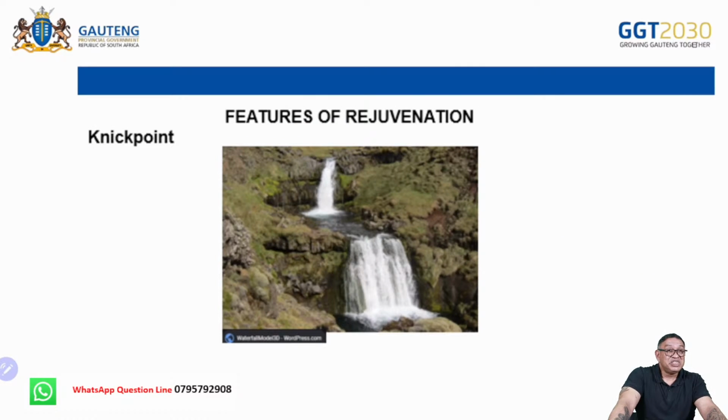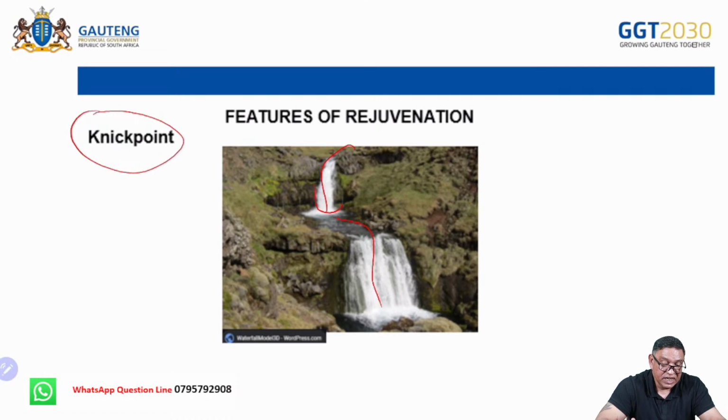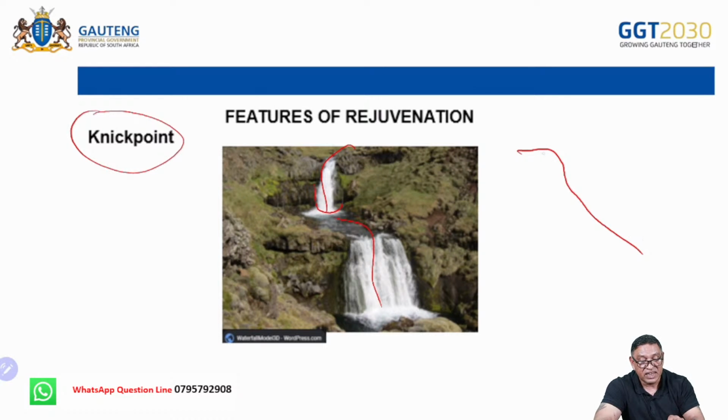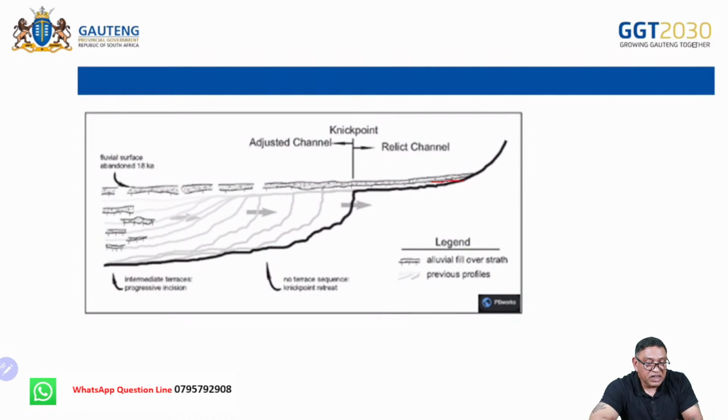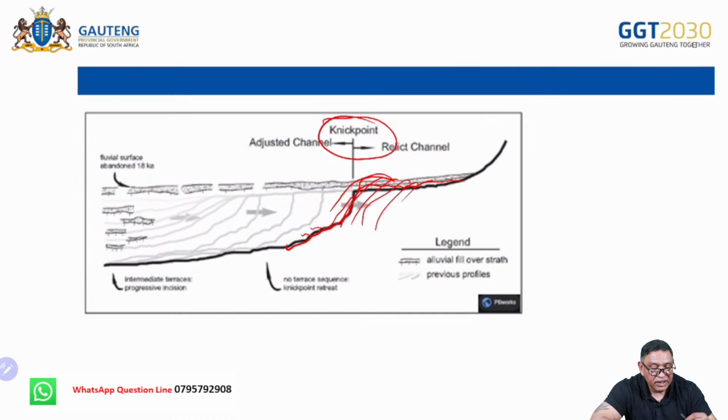So let's start. Features of rejuvenation. The nick point. Can you see it here? A change in the gradient, which will result in faster flowing water, more energetic. Waterfalls can form at a nick point, a change in the gradient. If I had to do it on the side, it's like that. There's your nick point here, a change in the gradient. You can see it here. There it's down here, and suddenly the gradient changes. That is your nick point. More energy now. And at your nick point, you'll also get that headward and backward erosion, because it'll be eroding that way.